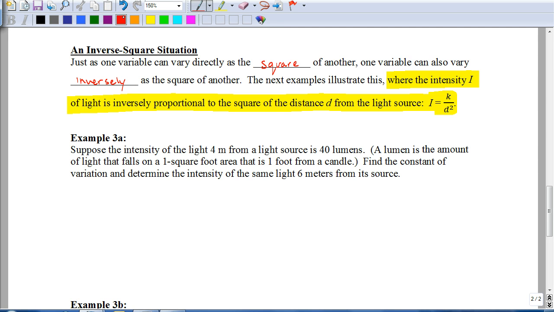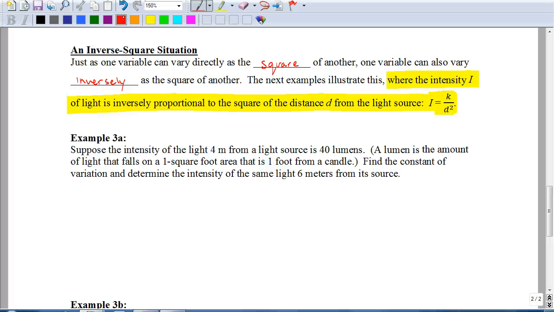Let's look at the story problem. It says, suppose the intensity of the light 4 meters from the light source is 40 lumens. A lumen is just a measurement of the amount of light that falls on a 1 square foot area that is 1 foot from a candle. So you'll see oftentimes when you buy light bulbs, the light is measured in lumens. So find the constant of variation to determine the intensity of the same light 6 meters from its source.